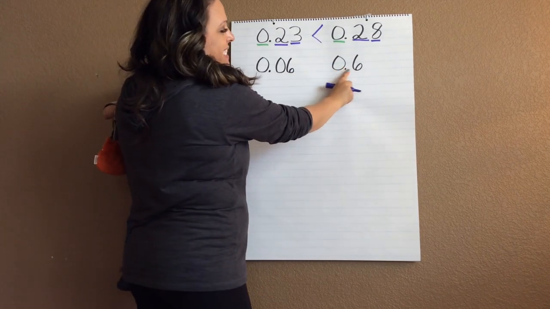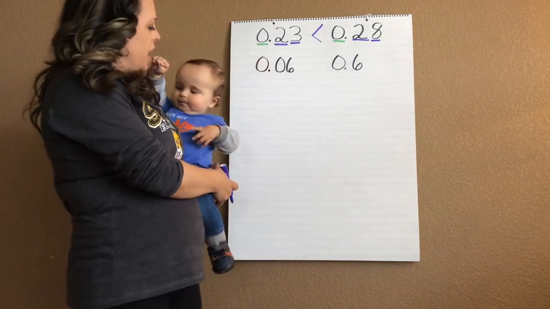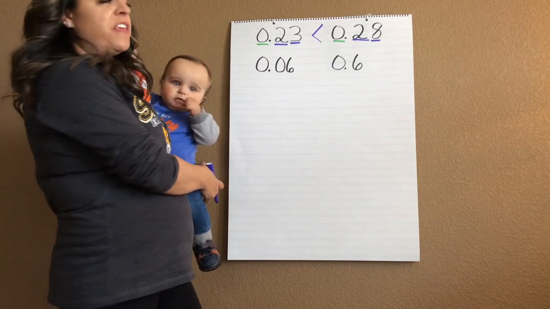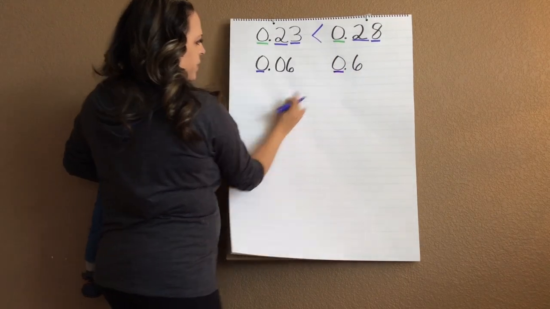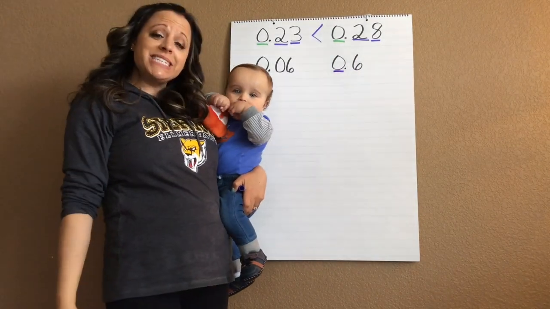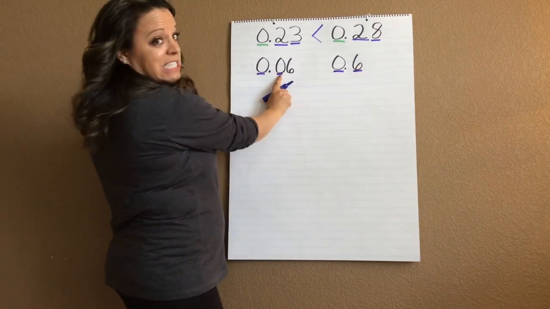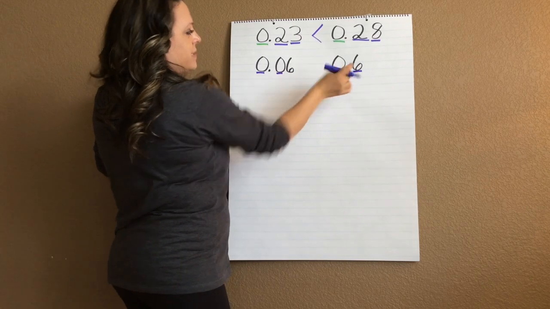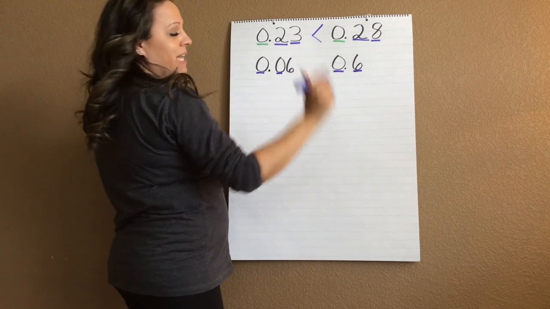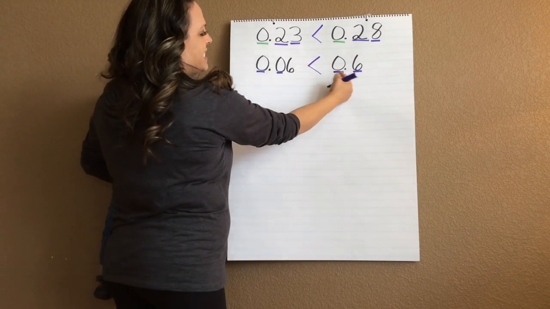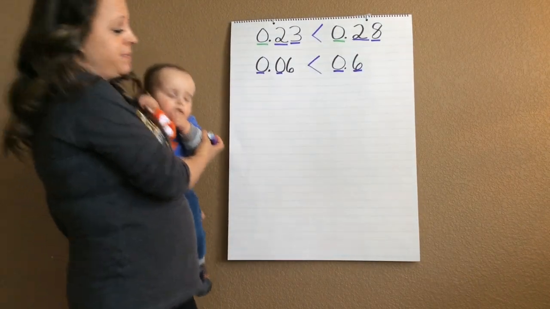Okay, we're comparing 6/100 to 6/10. I see a lot of zeros and sixes in this one. So we're going to still start with the whole number. So, 0, 0. They're the same, so it's a tie. So we move on to the tenths place. We have a 0 and a 6. Well, 6 is greater than 0, so I'm done. This number, 6/10, is greater than 6/100.